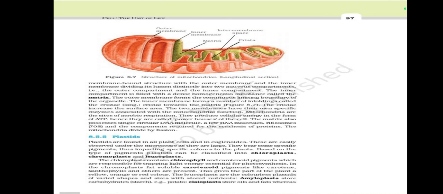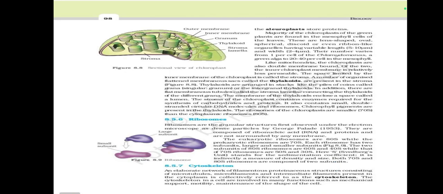In the chromoplasts, fat-soluble carotenoid pigments like carotene, xanthophyll, and others are present. This gives the part of the plant a yellow, orange, or red color. The leucoplasts are the colorless plastids of various shapes and sizes with stored nutrients. Amyloplasts store carbohydrates, starch, for example in potato. Elaioplasts store oils and fats, whereas the aleuroplasts store proteins.